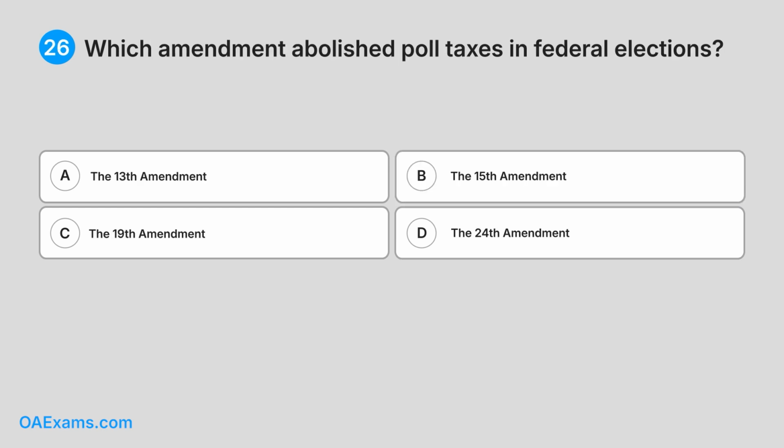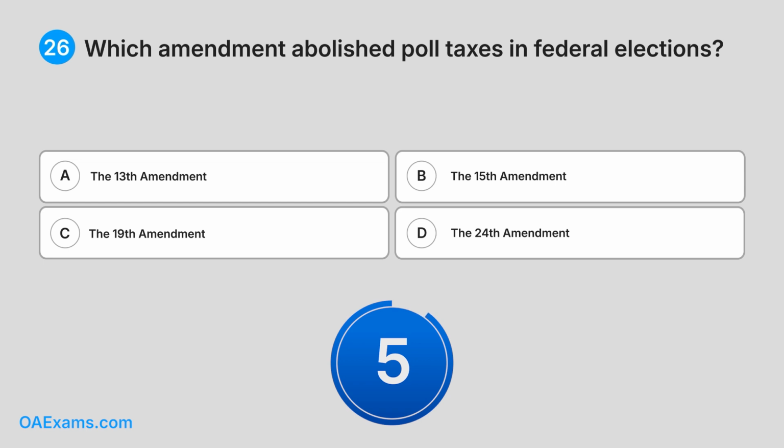26. Which amendment abolished poll taxes in federal elections? A. The 13th Amendment. B. The 15th Amendment. C. The 19th Amendment. D. The 24th Amendment. Do you know the answer?